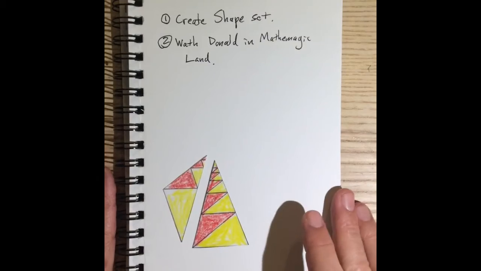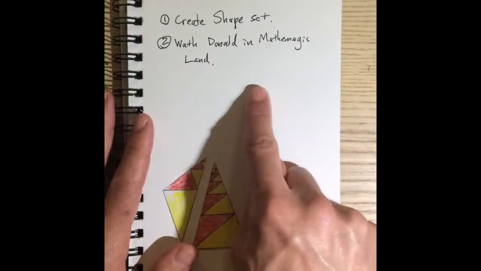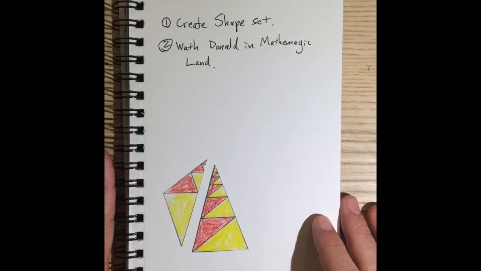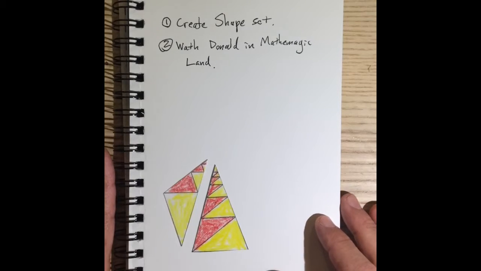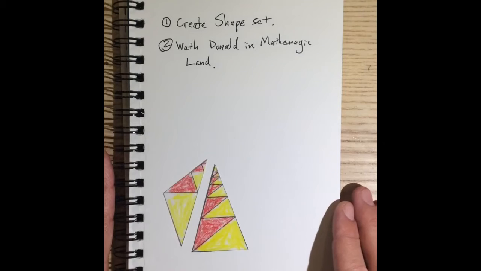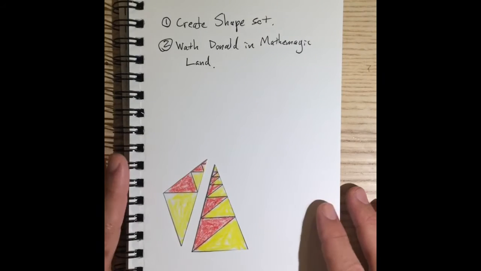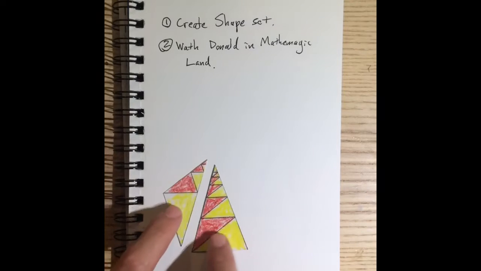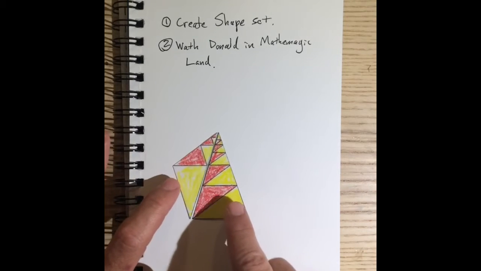Then the second thing that I'm going to say you should do is to watch Donald in Mathemagicland. This is an old Disney cartoon from, I think, the 1950s, starring Donald Duck, in which he goes into a world of mathematical magic and learns about a number of different mathematical things, but there's a lot of great geometry in there, in particular, an exploration of the golden ratio.